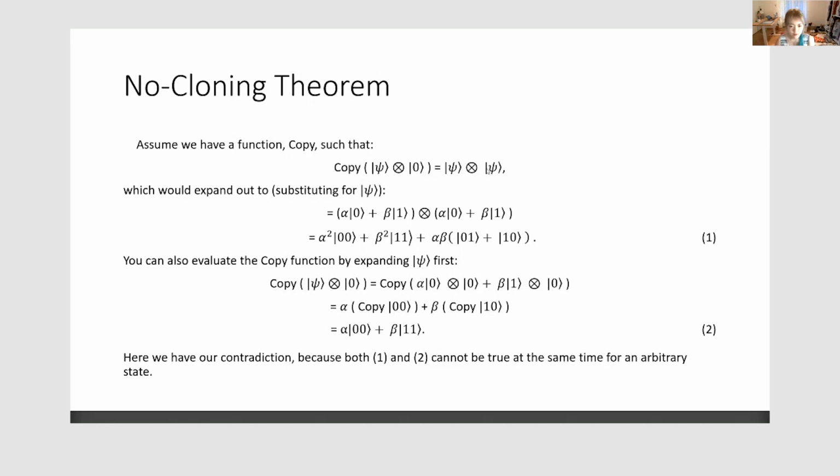So you can first try to expand the right-hand side. The phi will have an arbitrary amplitude for 0 and 1, alpha and beta, and the other one also. Then you expand it, you'll get these four different terms. But if you expand the left-hand side, 0 is still 0, but the phi is alpha 0 and beta 1. You will get this out. So if you compare these two, they are contradicting. That means you can't really have a function called copy to produce something like this.